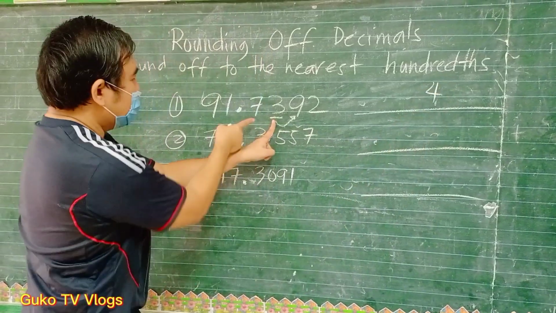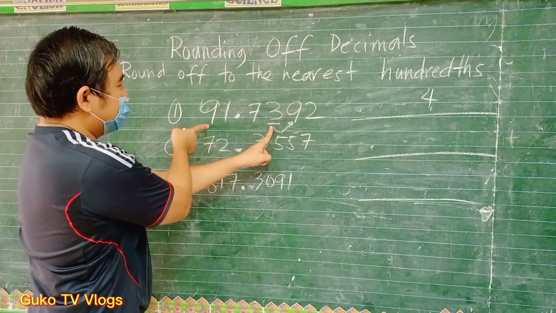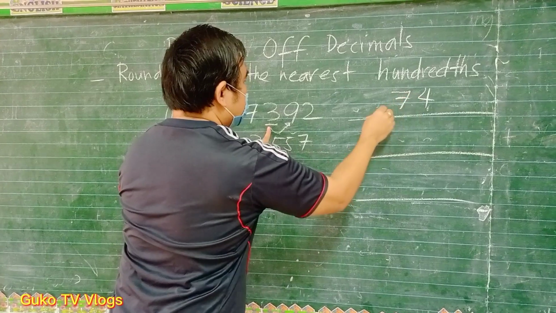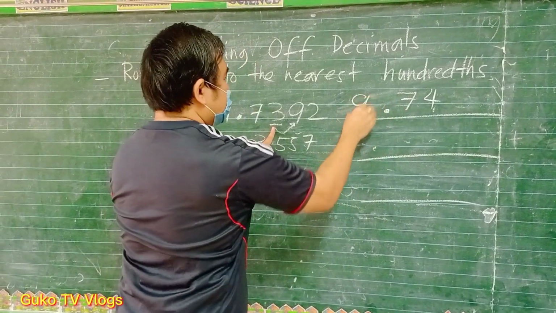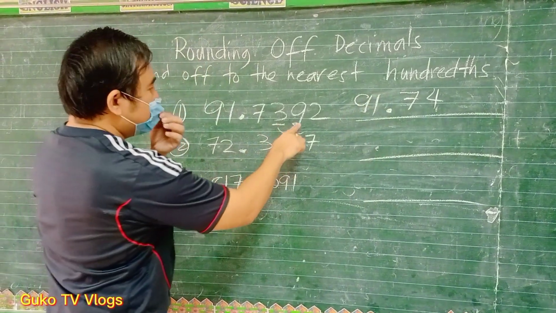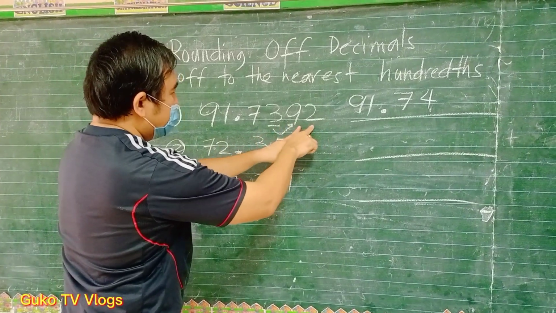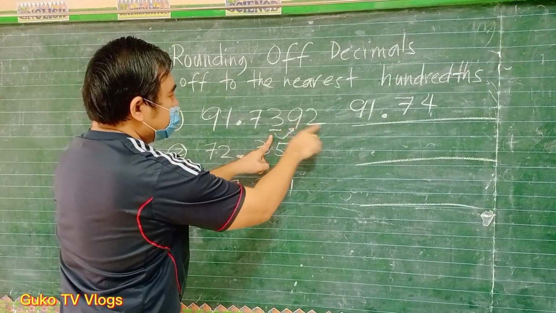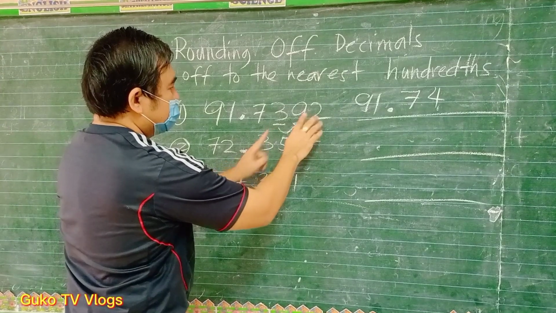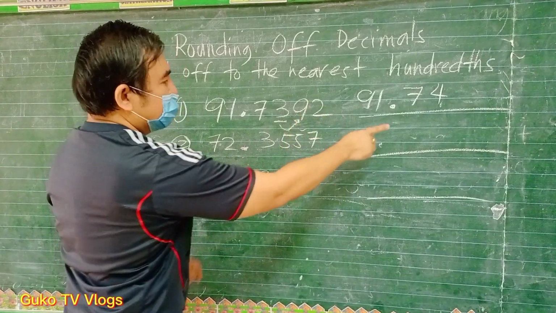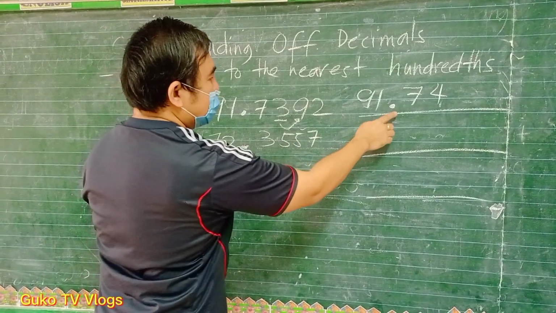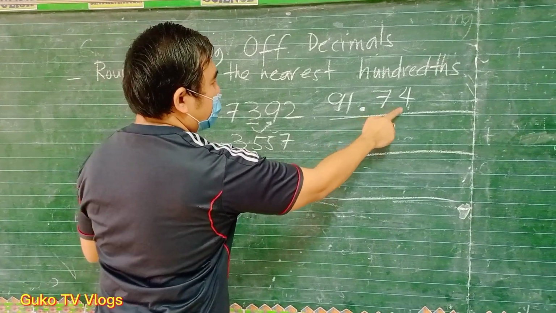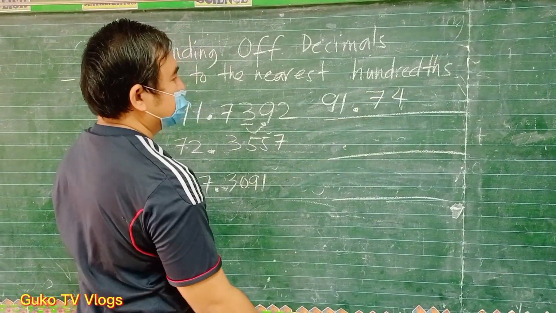Then the next step is copy everything on the left. So 7, the decimal point, and 91. And what will happen to the numbers on the right from the hundredths place? This will be deleted. So this will become nothing. So the answer now here is 91 and 74 hundredths.